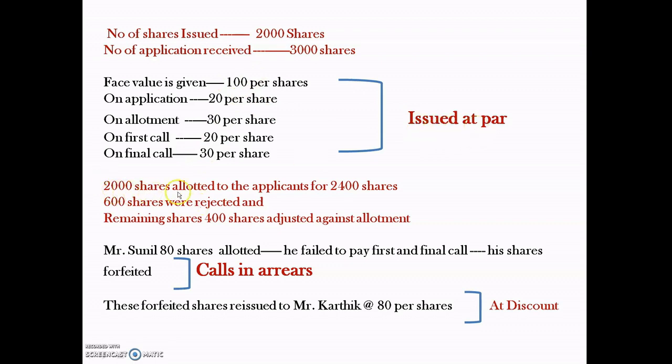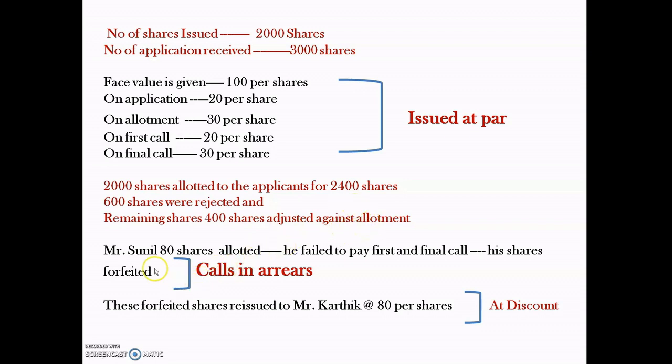Next, 2000 shares allotted to the applicants for 2400 shares. Those who applied for 2400 shares were allotted only 2000 shares, and 600 shares were rejected. From the 3000 shares, 2000 shares were allotted and the remaining is 1000. From that 1000, 600 shares were rejected, and the remaining 400 shares were adjusted against the allotment.